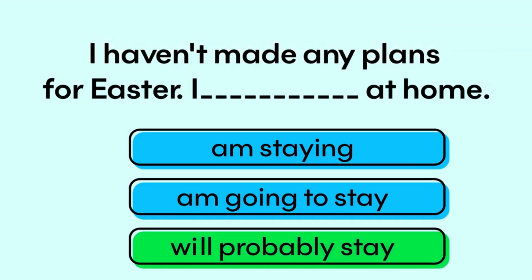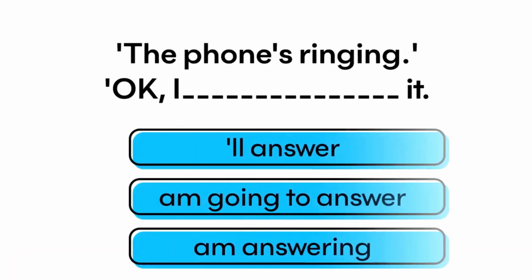Let's continue with question number 11. I haven't made any plans for Easter. I blank at home. Here we have a bunch of answers. It can be I am staying, I am going to stay, I will probably stay. I haven't made any plans. You need to remember that you haven't made any plans, so it's not going to be going to. It will be will probably stay.